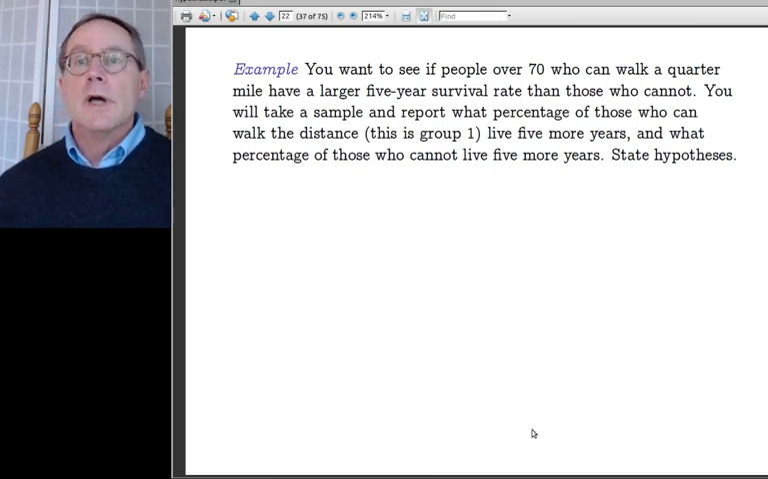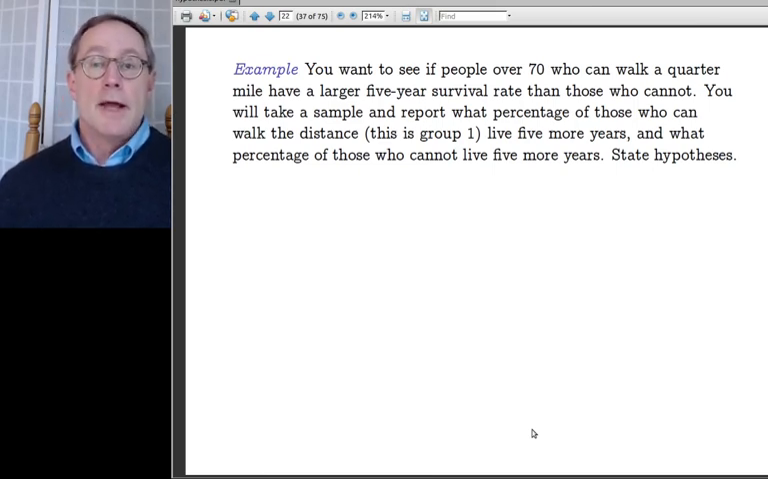Okay, so here's another example. Again, I'd rather have people go, I get it already, than people say, I don't get it. So here we go. Rather have too many than too few. You want to see if people over 70 who can walk a quarter mile have a larger 5-year survival rate than people over 70 who can't walk a quarter mile. So of course, we're going to look at a sample and report what percentage of people who can walk the distance live 5 more years, and what percentage of people who can't walk the distance live 5 more years.